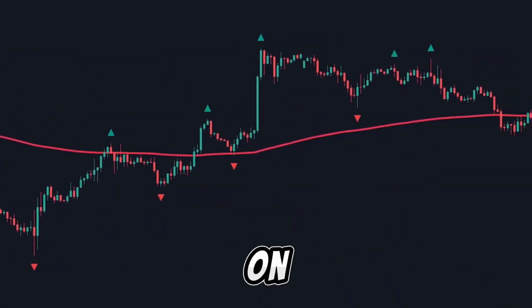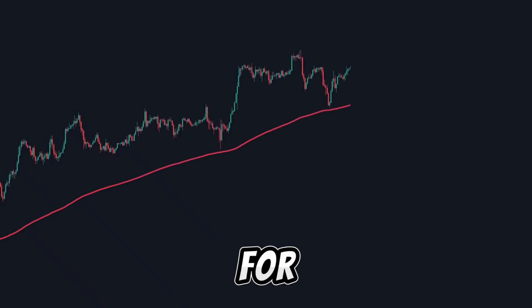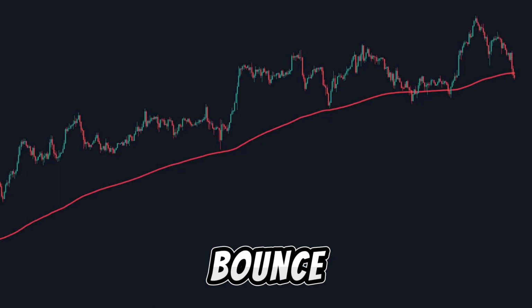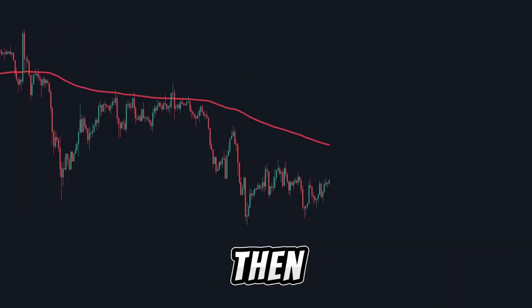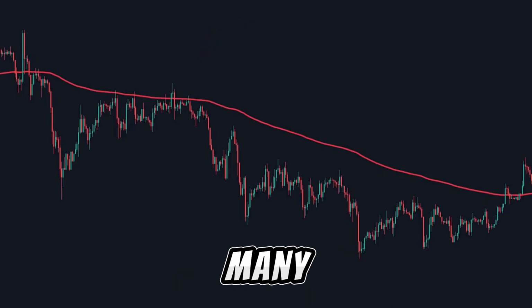A 200 EMA on a large time frame is going to act as a very strong support and resistance. For example, in this uptrend, you can see price use this EMA as a support and bounce off of it many times. Then in this downtrend, you can see price use the EMA as a resistance and again bounce off many times.